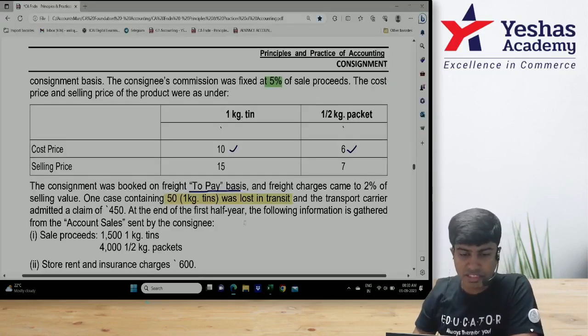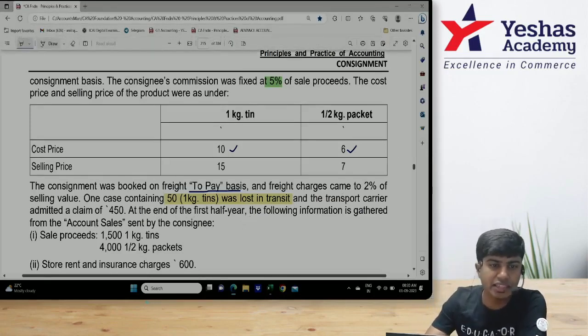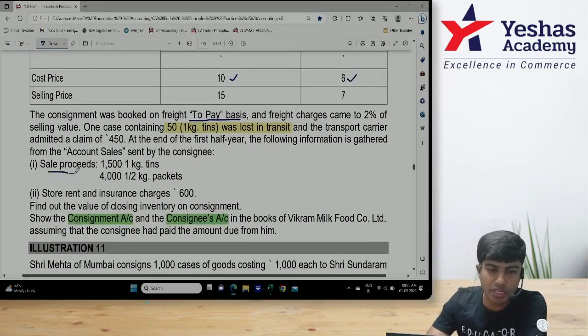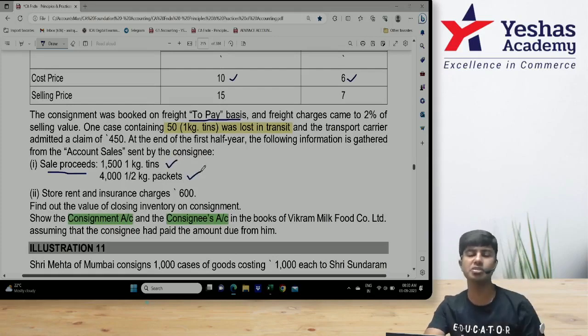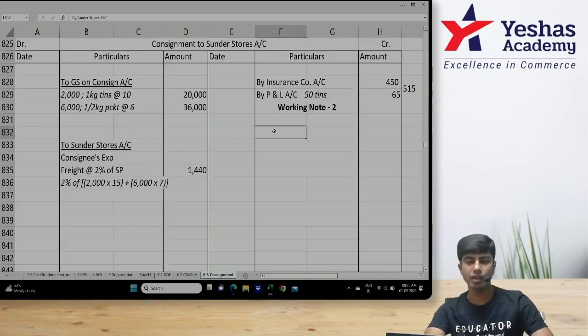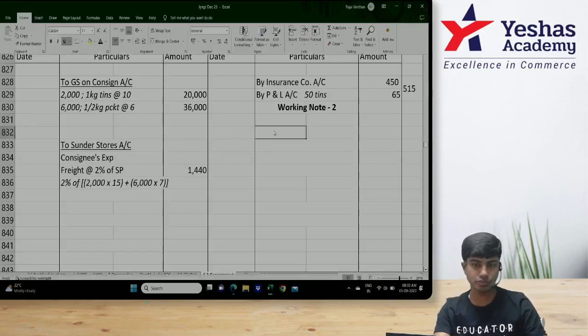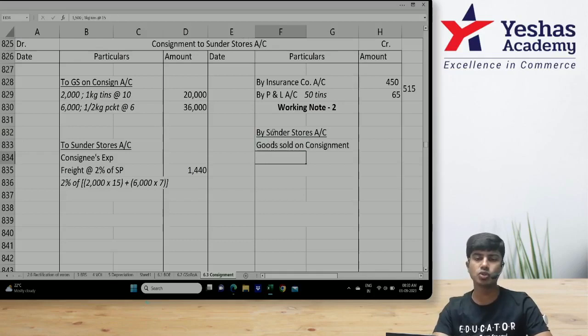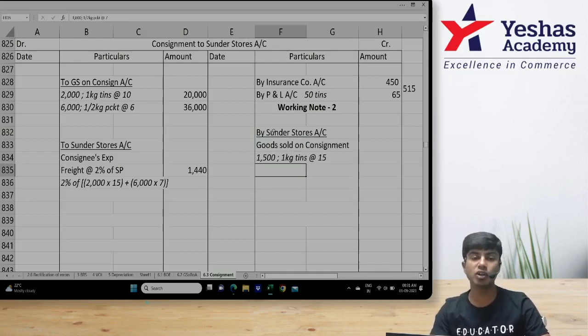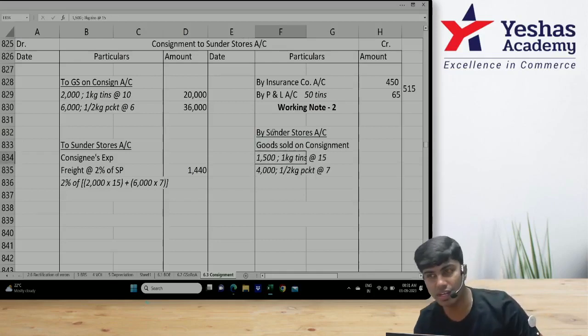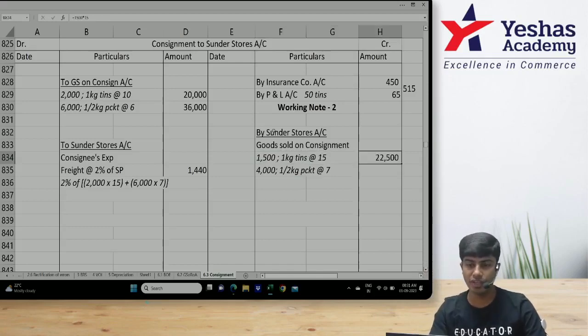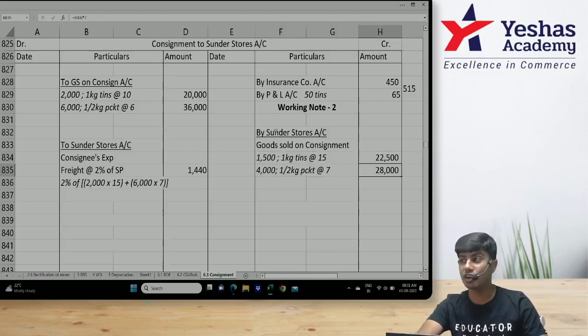At the end of the first half of the year, the following information is gathered from account sales. Sale proceeds. How many are sold? 1500 1 kg tins, 4000 half kg packets. Shall we write here? I'll write here by Sundar Stores. How much is the goods sold on consignment? 1,500 1 kg tins at rupees 15. 4,000 half kg packets at rupees 7. 1,500 into 15. Very good. 4,000 into 7. Understood?